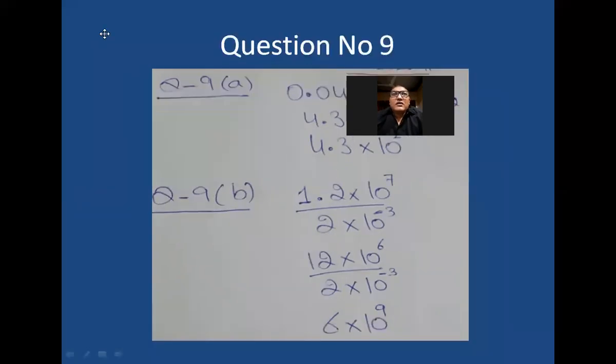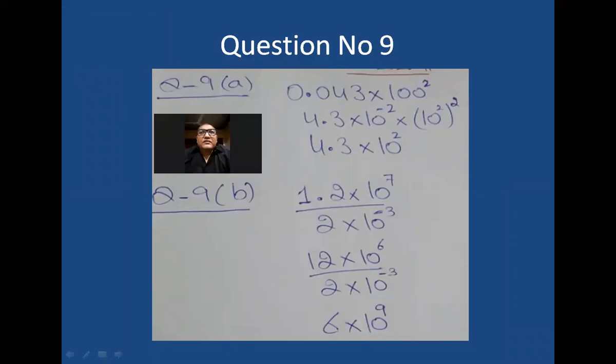Okay. So here we go. 0.043 multiply 100 square. So I will move the decimal 2 steps to the right, and it will become 4.3 expo minus 2, because when you move the decimal 2 steps to the right, you write 10 raised to power minus 2. And 100 square, that 100 can be substituted with 10 square, and over it there is a square already. So you will have 10 raised to power 4 there, and this 10 raised to power minus 2.